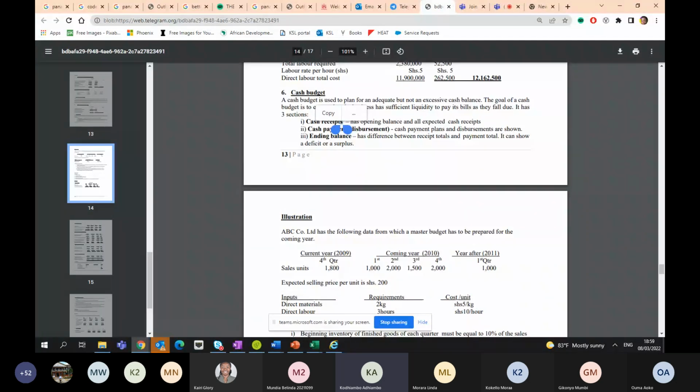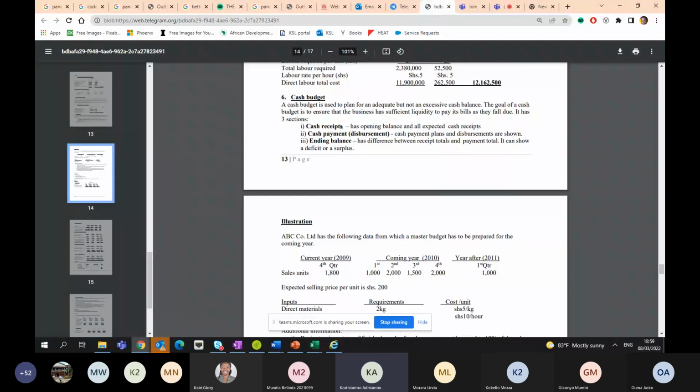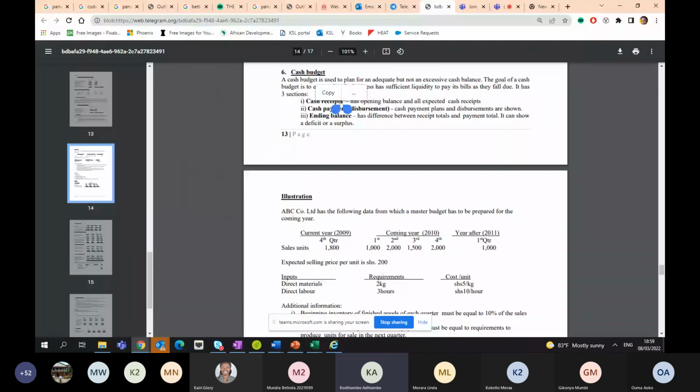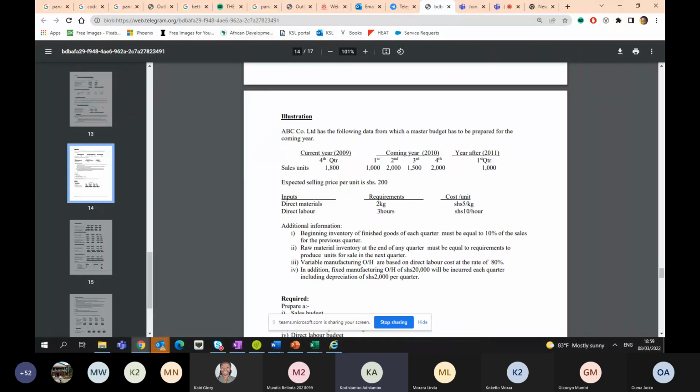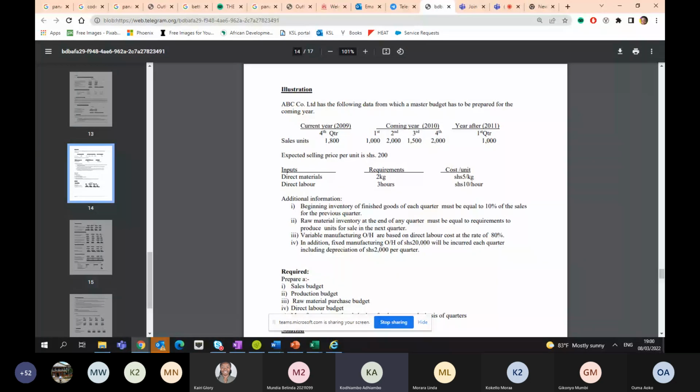So the cash budget is, what do you have, what do you expect to have, and what is your end balance. Here we're given data which gives what we have in the current year, Q4, what we expect in the new year, and what you will expect the year after that.